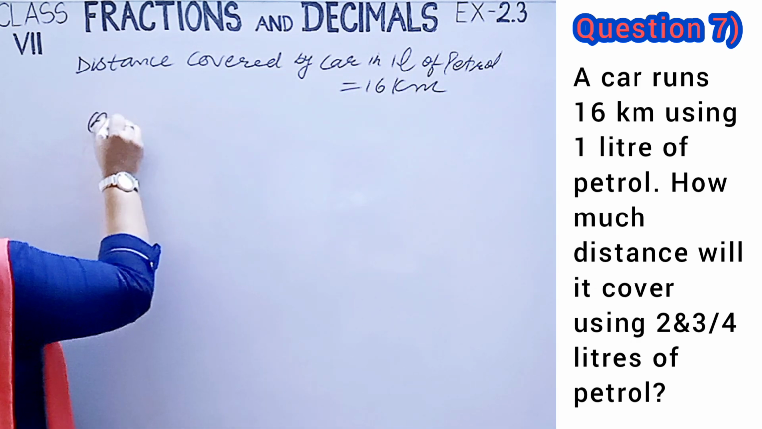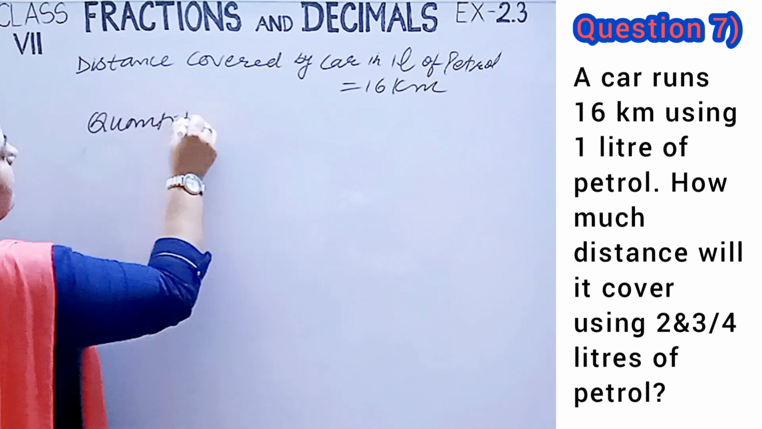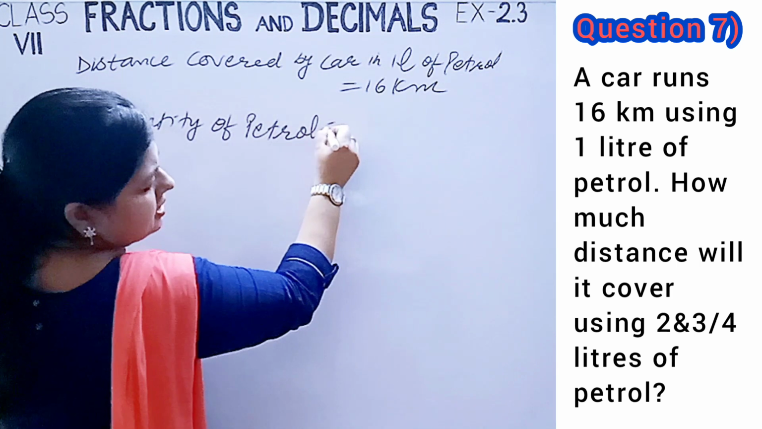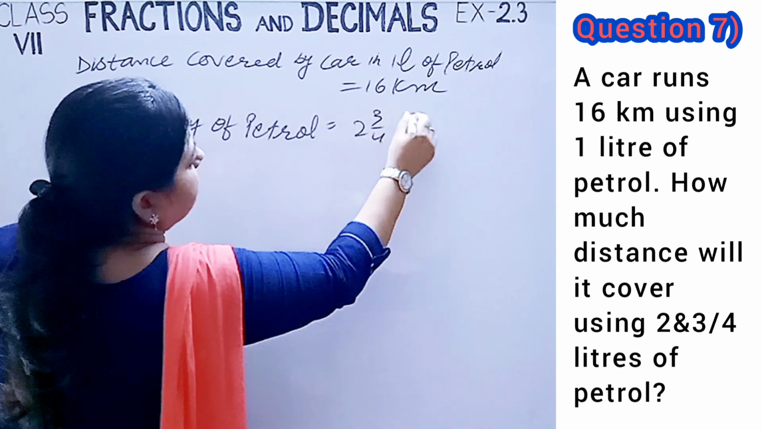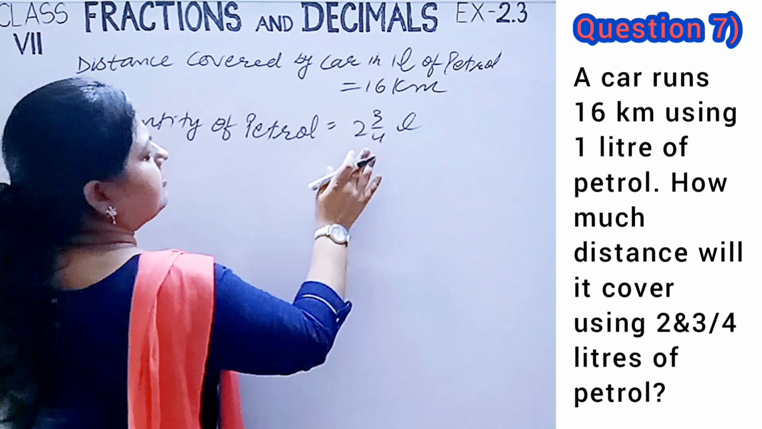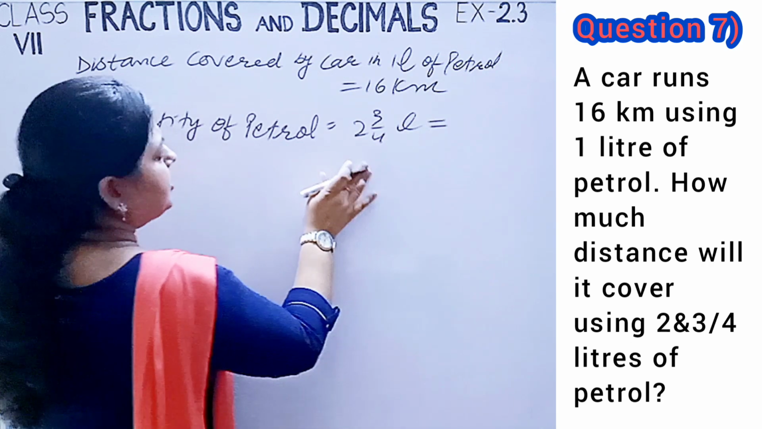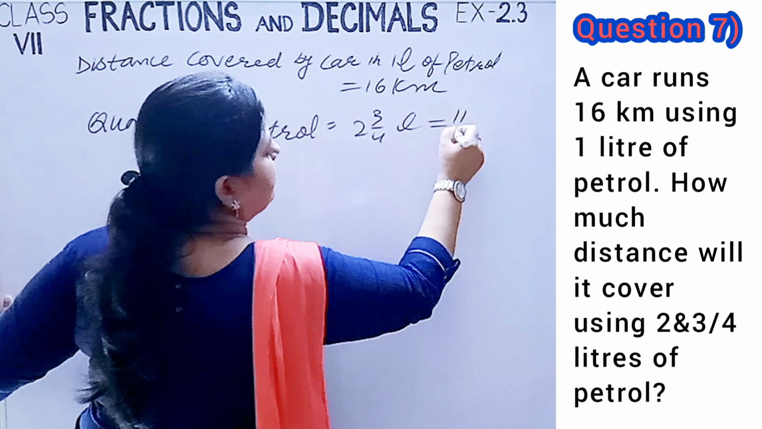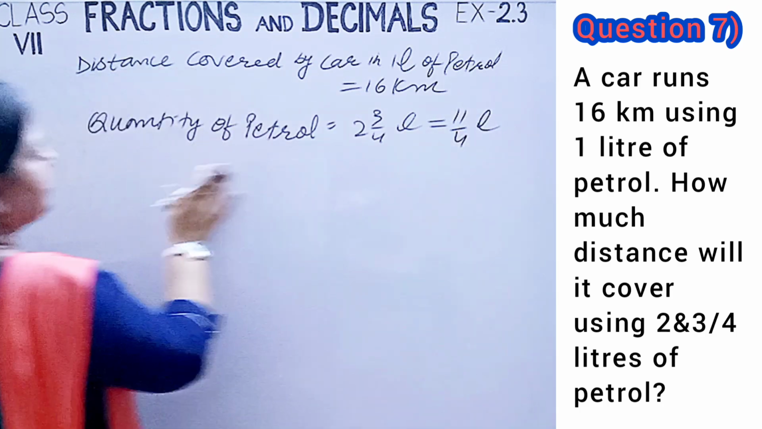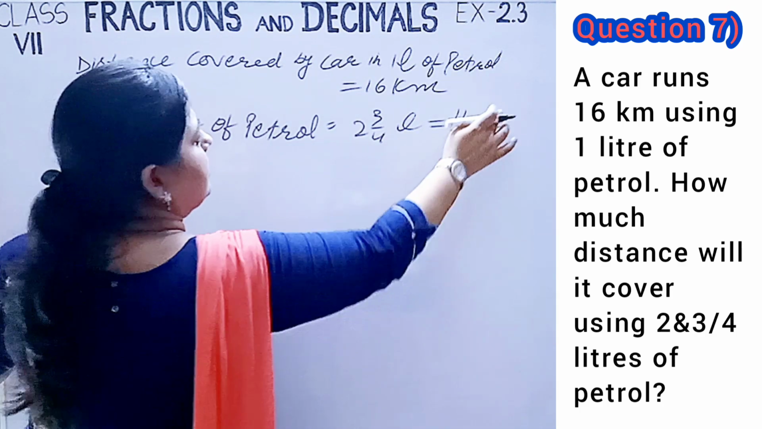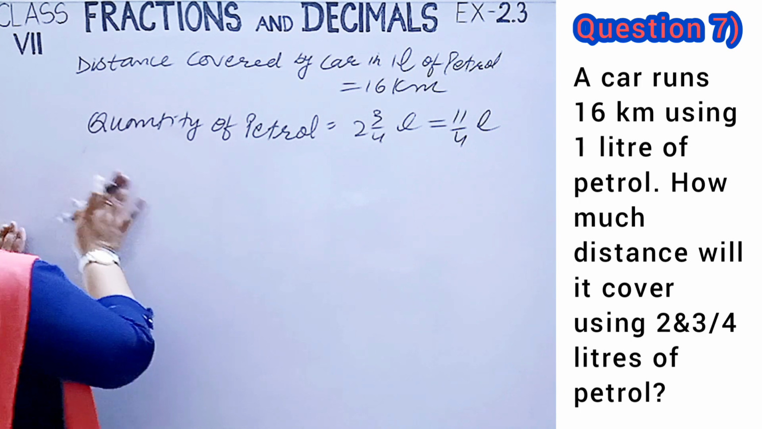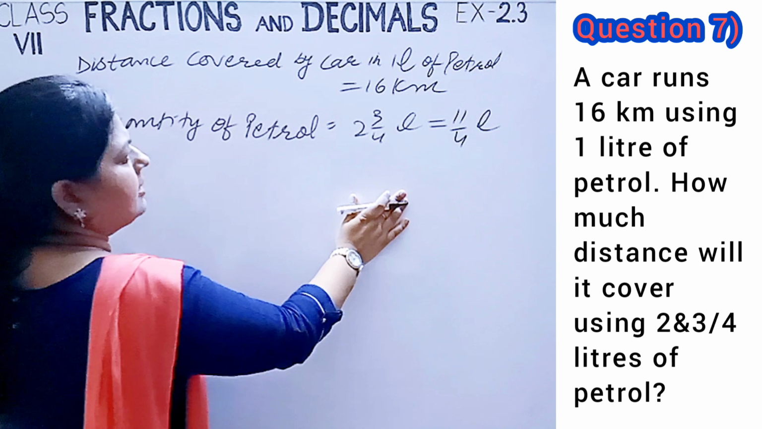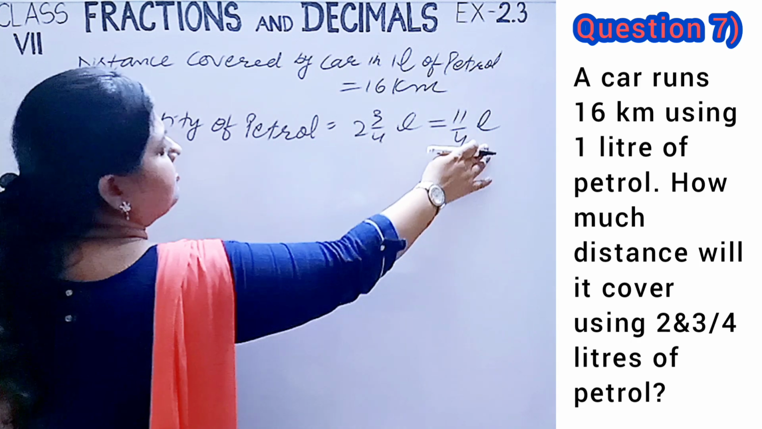Now the total quantity of petrol, and in the question 2 and 3/4 liter of petrol is given. So this is a mixed fraction. First we have to convert it into an improper fraction. 4 2s are 8, 8 and 3 is 11, 11/4 liter. So in total we have 11/4 liter of petrol. We have to find out how much distance it will cover in 11/4 liter of petrol.